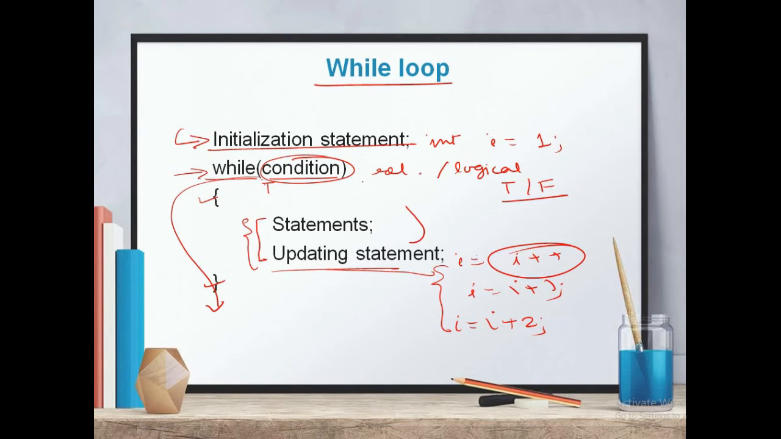After that, again we will go and check the condition. If again the condition is found true, then again we are going to execute all these statements, and again we are going to check the condition. This cycle continues until the condition becomes false. As soon as the condition becomes false, the control is transferred outside the loop. So this is about the while loop.